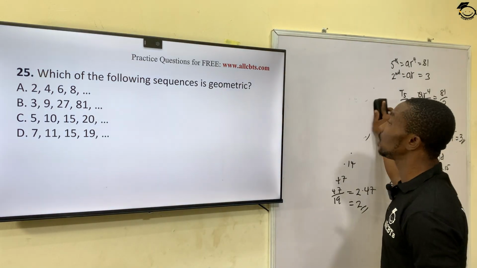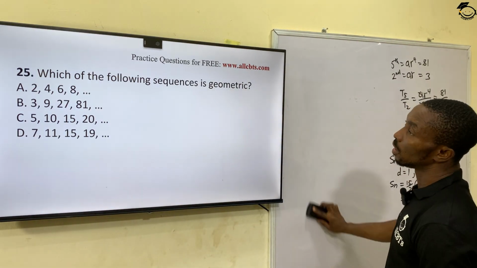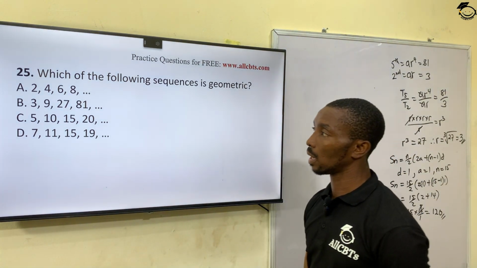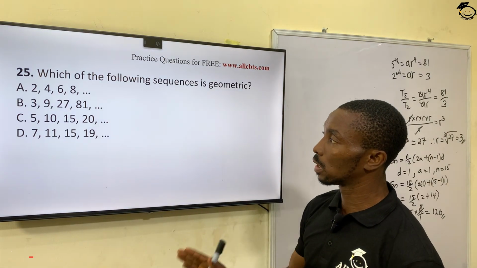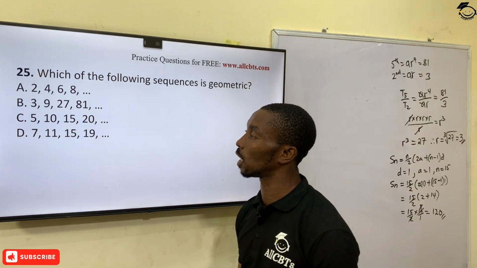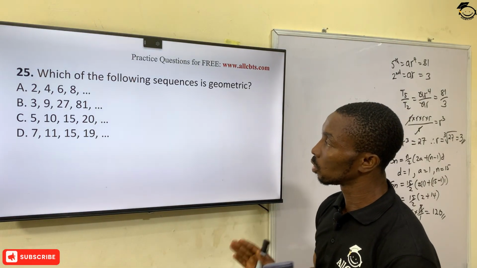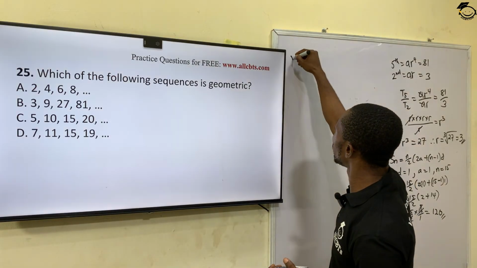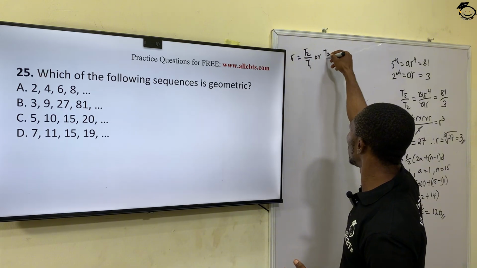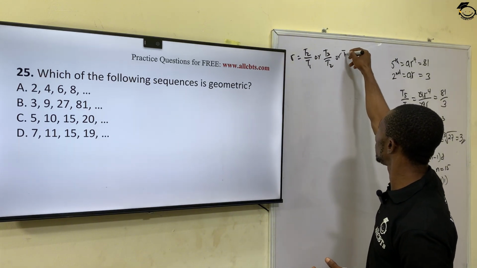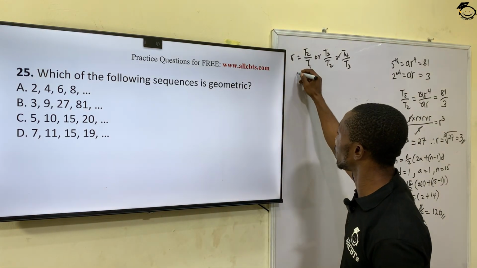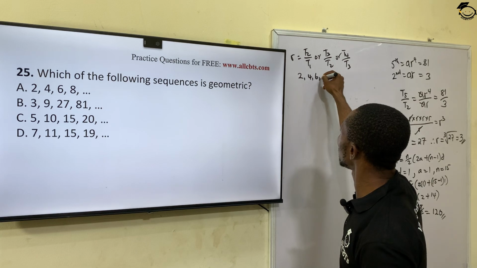Which of the following sequences is geometric? Now, when we talk about a geometric sequence, like we've said earlier on, the common ratio between the terms has to be the same. Now, to find that common ratio, we have it as T2 over T1, or T3 over T2, or T4 over T3. Now, looking at our first option there, we have 2, 4, 6, 8.